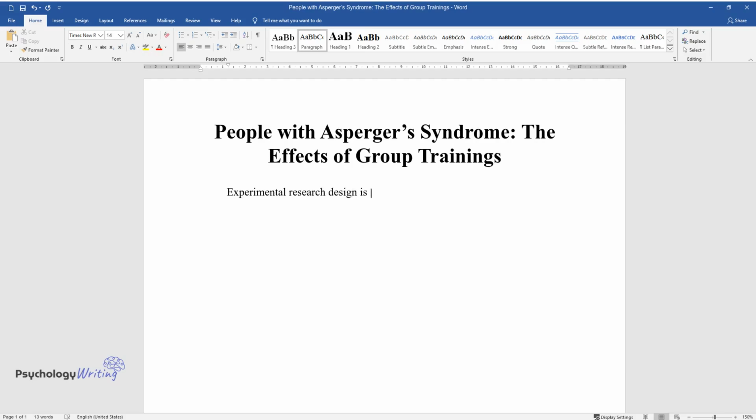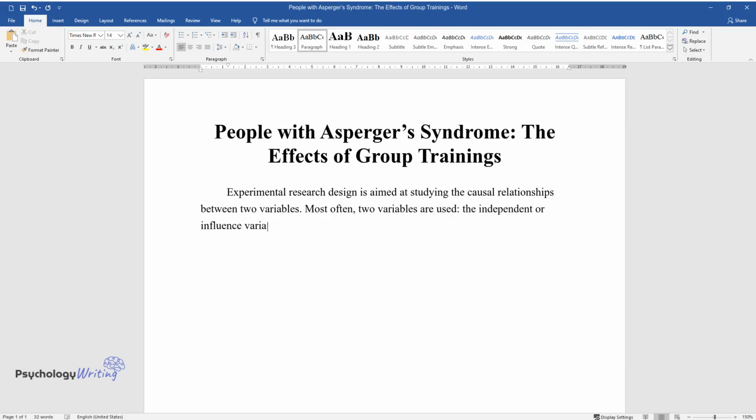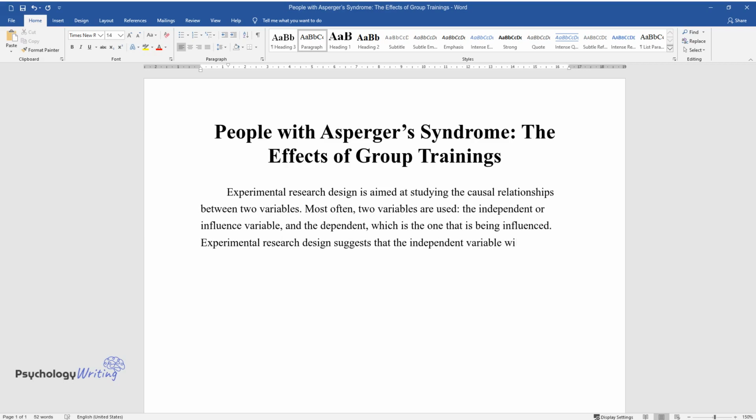Experimental research design is aimed at studying the causal relationships between two variables. Most often, two variables are used: the independent or influence variable, and the dependent, which is the one that is being influenced. Experimental research design suggests that the independent variable will have some influence on the dependent one.